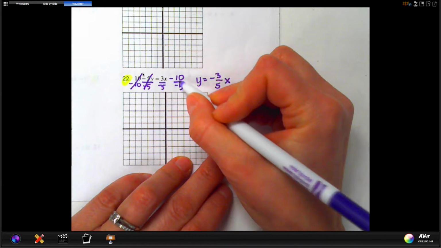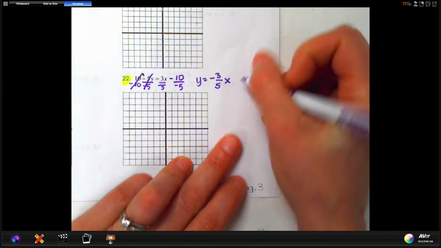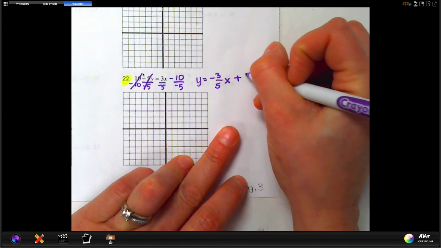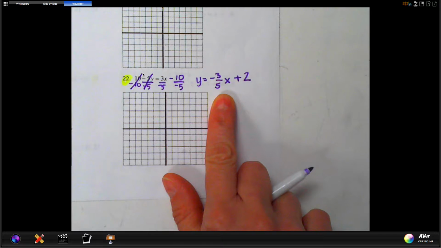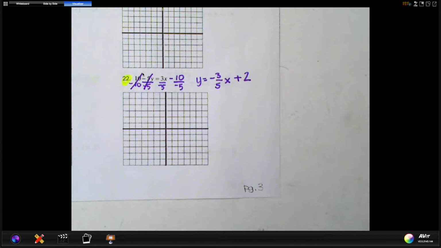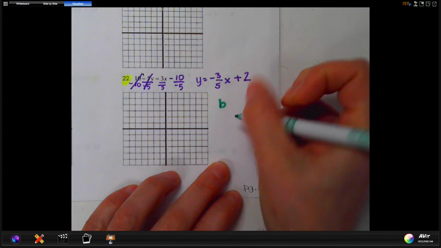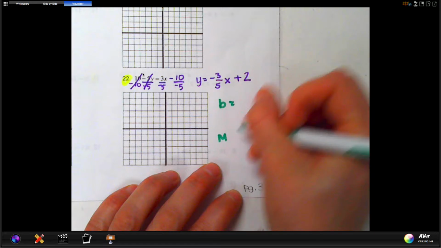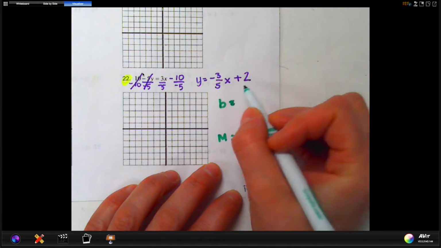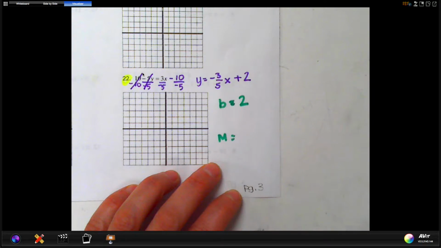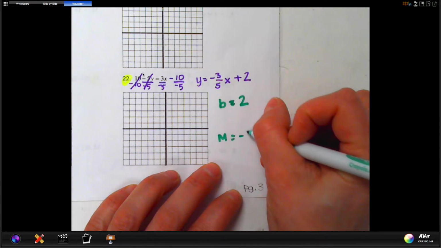And then -10 divided by -5 would give us a +2. Now, this is in slope-intercept form, so now we can move on to finding m and b. Again, I like to find b first, and then m, because when I'm graphing it, it's easiest for me to start by putting b on the graph first. So b is positive 2, and m now is negative 3/5.